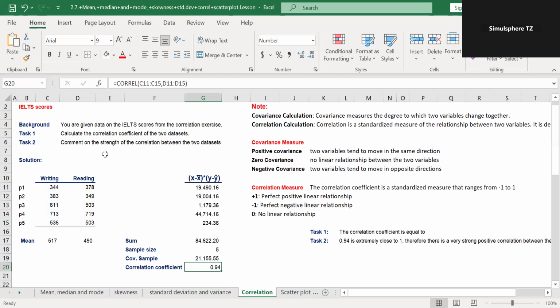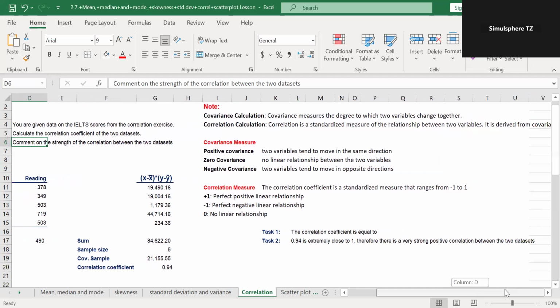Our task asked us to comment on the strength of the correlation between the two data sets, that's for writing and reading. So 0.94 is extremely close to 1. Therefore, there is a very strong positive correlation between the two data sets. First, we have a positive number. Secondly, it's very close to 1. So it's a very strong correlation between the two data sets.